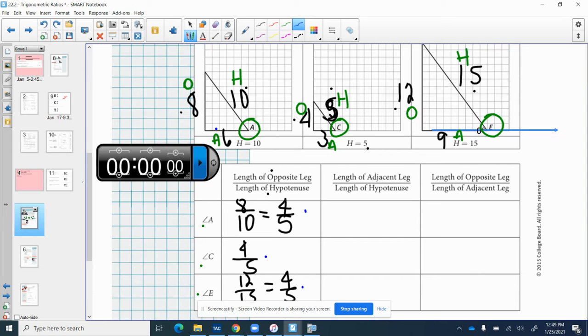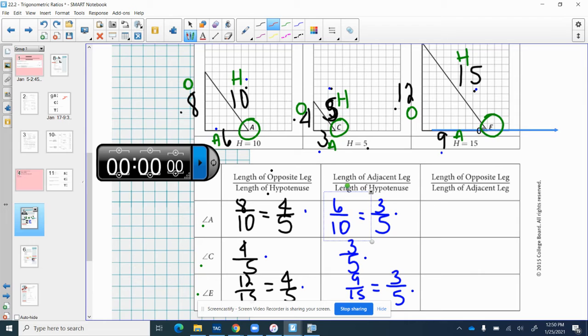Now, when we look at the adjacent side over the hypotenuse, we're going to see a similar trend. We have 6 over 10, which is 3 over 5. We have 3 over 5. And we have 9 over 15, which is also 3 over 5 when we divide both of those by 3. So again, we see this pattern where they simplify to be the same thing.